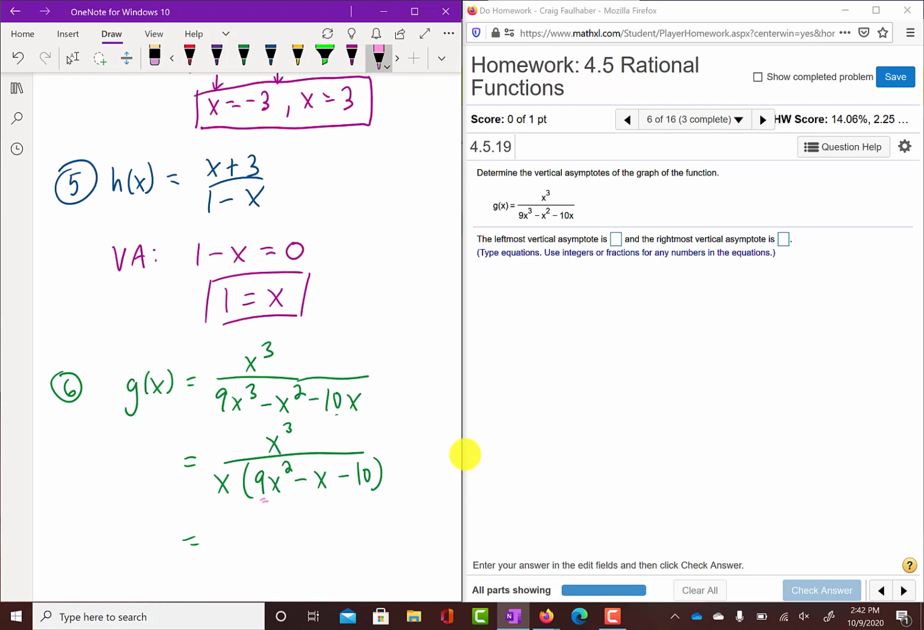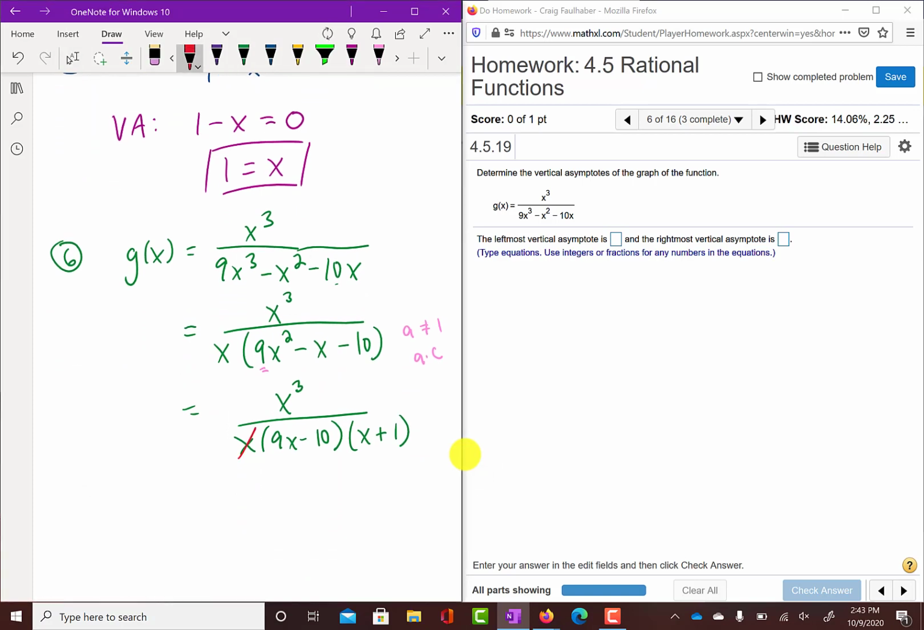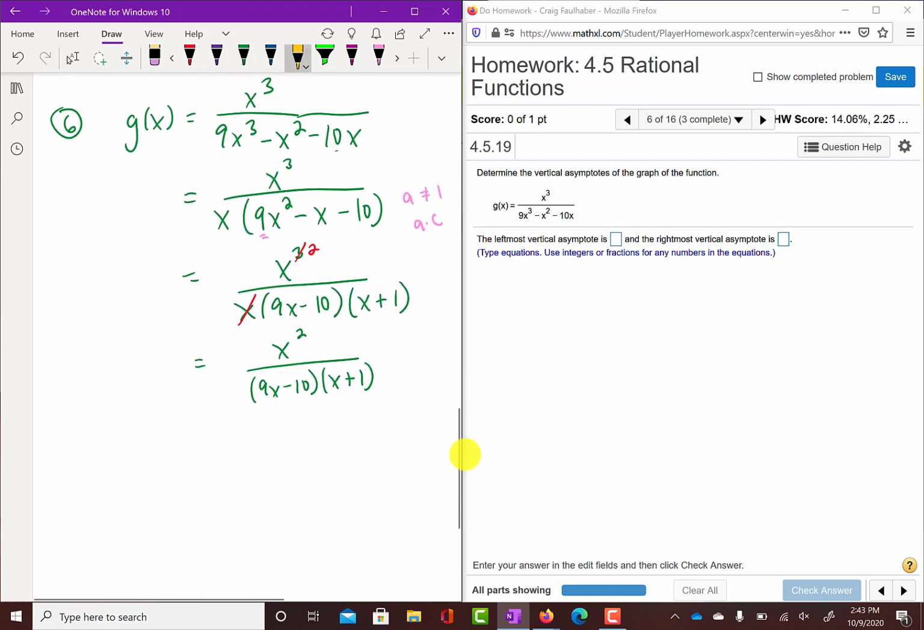Unfortunately, this is one of those situations where we have an a which is not 1 in our denominator. So you can factor the rest of this using guess and check, or you can factor by grouping using that a times c technique. But however you factor, you should end up with that quadratic turning into 9x minus 10 times x plus 1. You'll notice now that one factor of x from the denominator cancels with one factor of x from the numerator. After cancellation, that leaves us with 2 factors in the denominator.